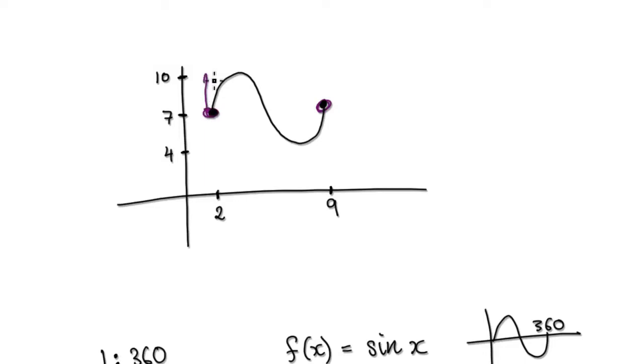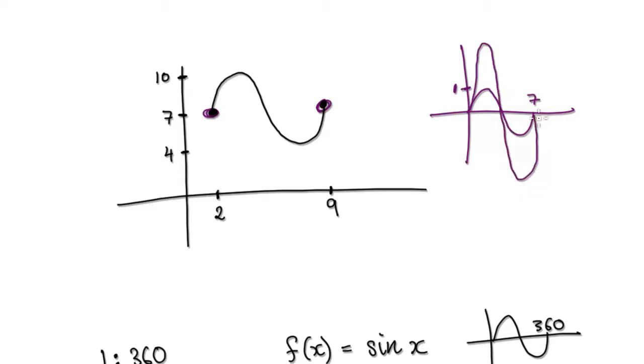Now notice that the amplitude is 3. So at the moment we've created a sine graph where the period is 7, where here the amplitude is 1. We need to change it so that it has an amplitude of 3.